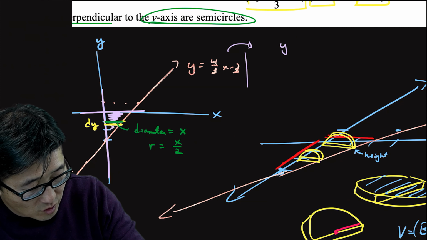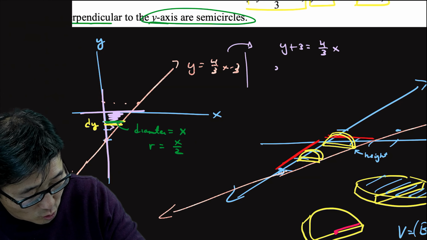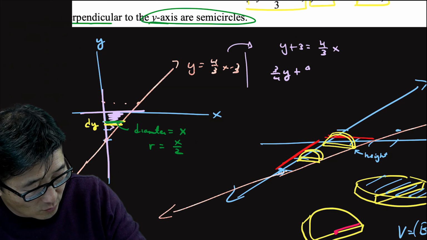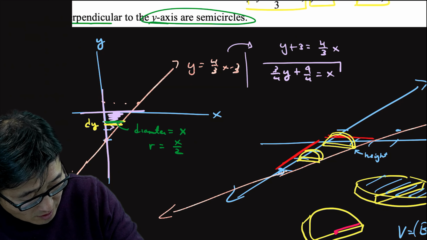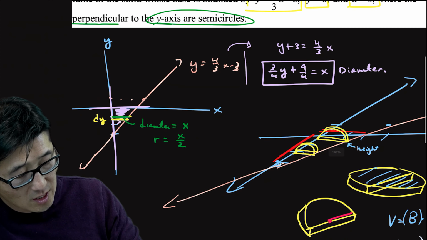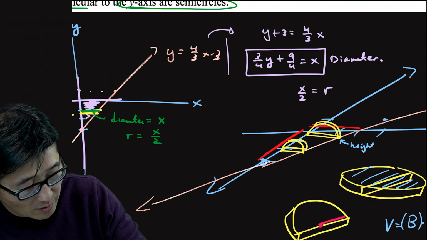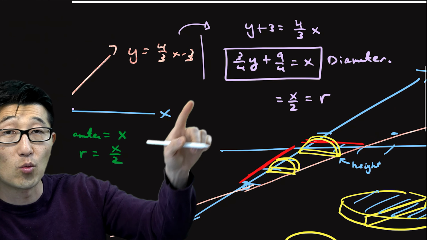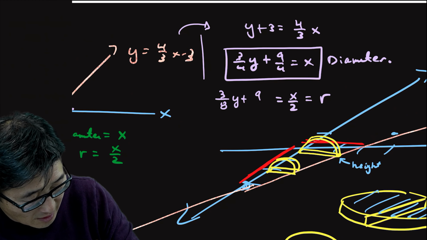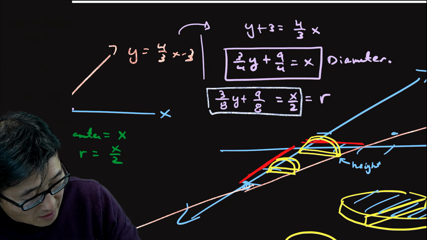So we'll add 3 to both sides. This will be 4/3 x, and then multiply both sides by 3/4. So this will be 3/4 y, and multiply 3/4 to 3. That'll be 9/4. Okay, so here is my diameter, as it were, represented by the letter x. But we don't want a diameter, we want a radius. So radius would be simply x divided by 2. And if you multiply 1/2 to all of this, this will become 3/8 y plus 9/8. Okay, so this is my radius.